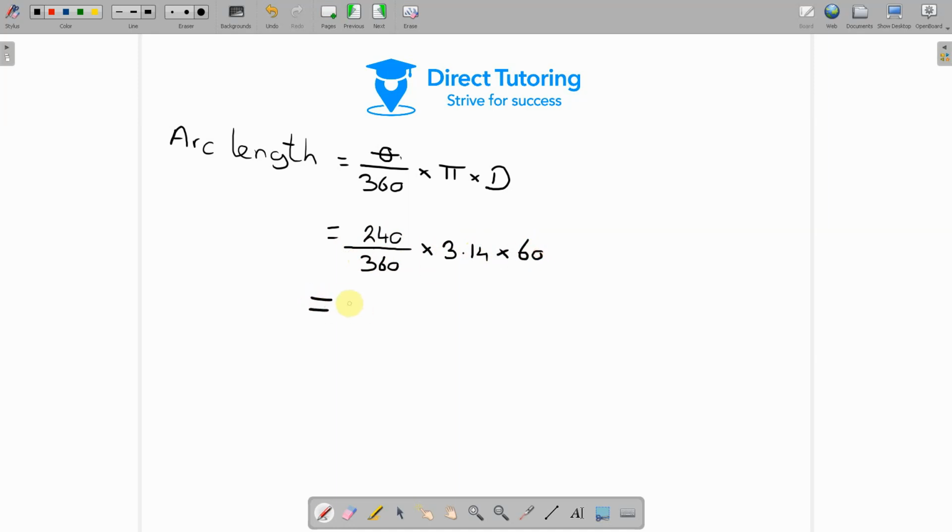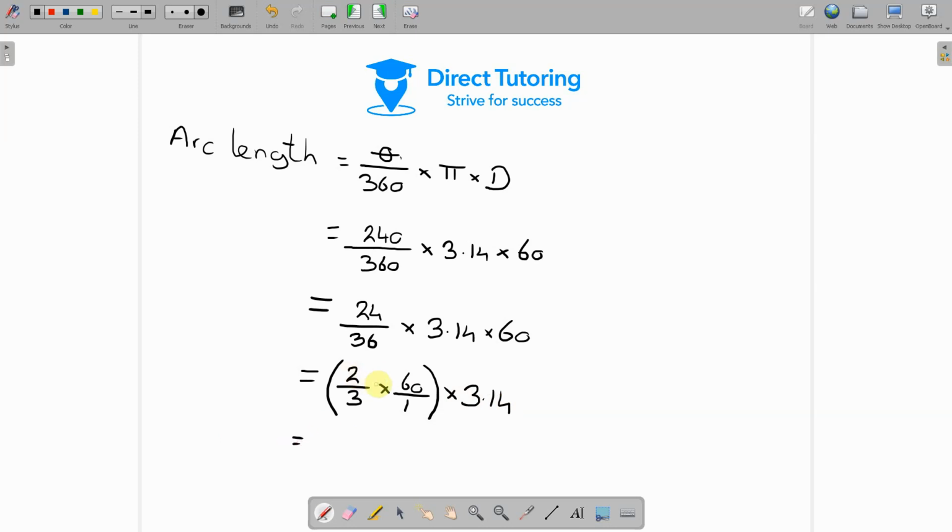So if we tidy this up, we can take the zeros off top and the bottom of the fraction, so we're left with 24 over 36 times 3.14 times 60. So before I deal with the 3.14, I can simplify this down to 2 over 3. I'm going to multiply that by 60. So I'm going to get 60 over 1. I'm going to put that in a fraction form, and then times by 3.14.